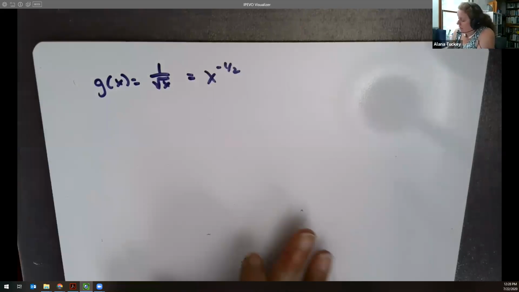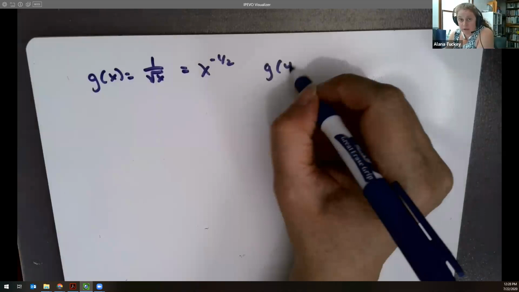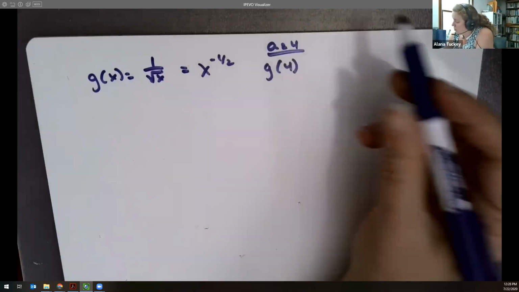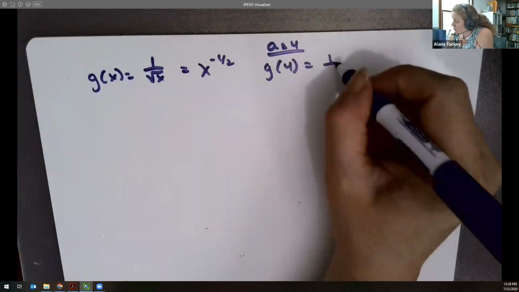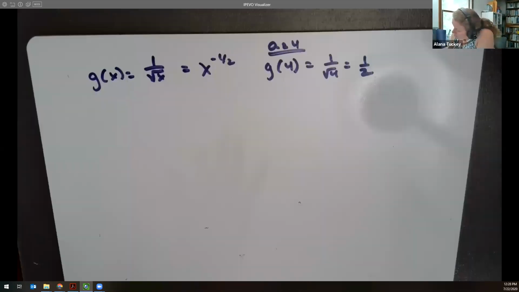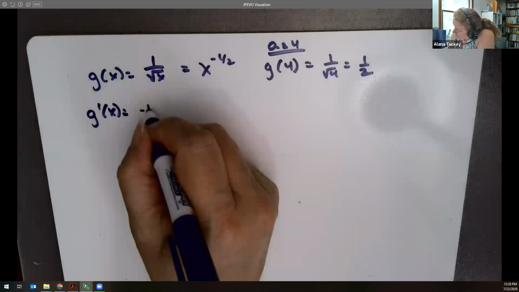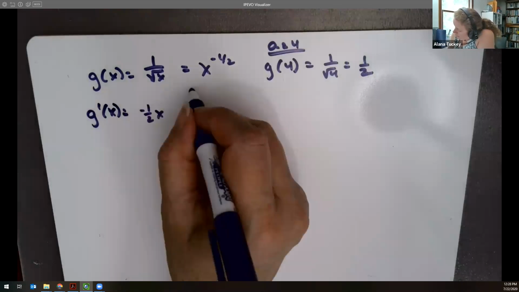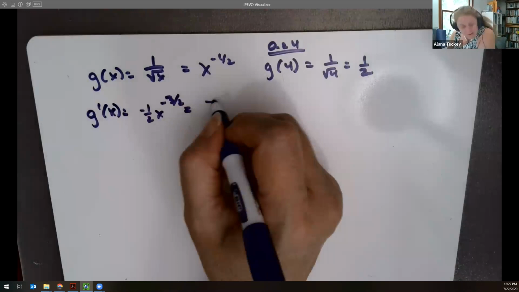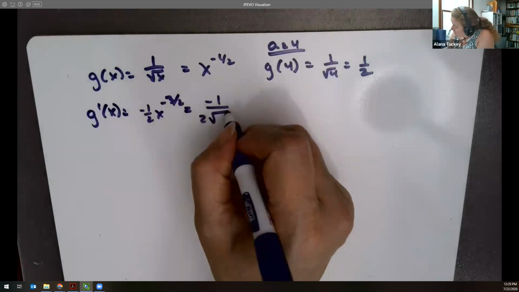So g of x is that. G of 4, because that's the value they give you, because a is equal to 4, would be 1 over the square root of 4, which is 1/2. Okay, then g prime of x would be negative 1/2 x to the negative 3/2, which is the same thing as negative 1 over 2 square root of x cubed, like that.